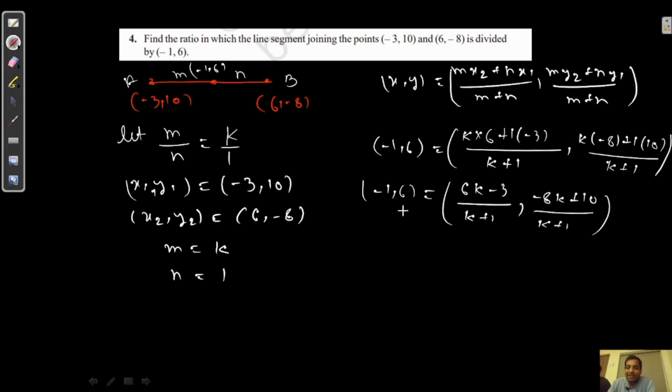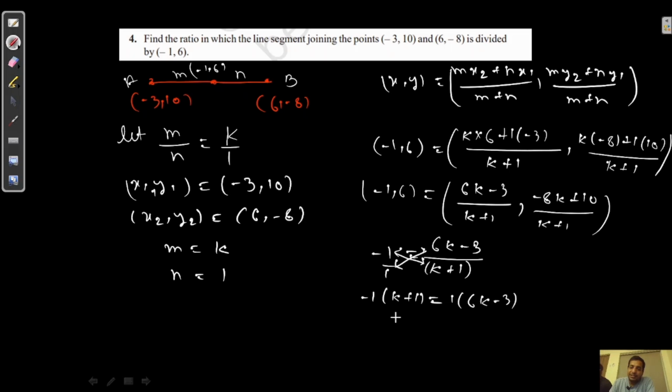Okay, so let us compare. What is before comma? It is minus 1. And this side, it is 6k minus 3 upon k plus 1. Now it is quite simple to solve. Just do cross multiplication. Let us multiply these two and let us multiply these two. So this minus 1 will be multiplied in k plus 1. Don't think only k will go there in multiplication. Learn transposition properly. And that 1 will be multiplied in 6k minus 3.